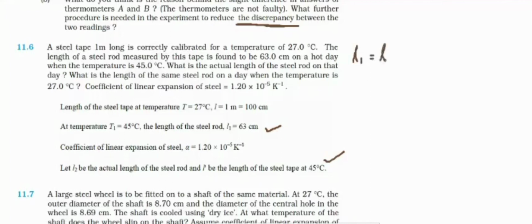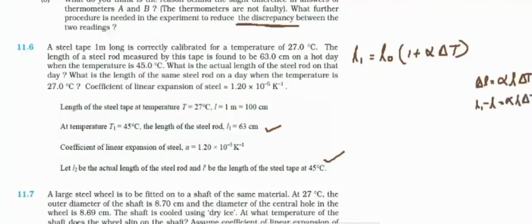L1 is equal to L naught into 1 plus alpha delta T. So you get this equation, we have delta L is equal to alpha L delta T. Okay, so this formula you have studied already. Delta L is equal to alpha L delta T. Then delta L can be considered as L1 minus L, change in length, is equal to alpha L delta T, and find the value of L1 from this formula. So you will get this equation. Now substitute the values there, you will get the answer.